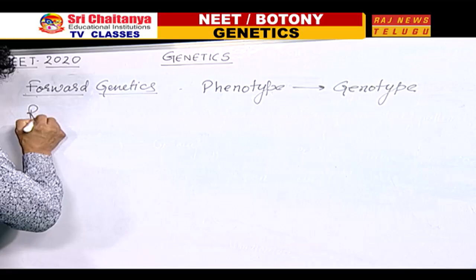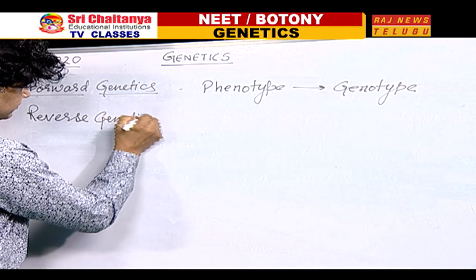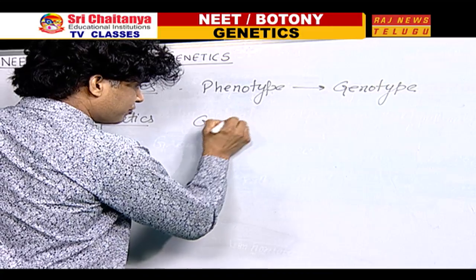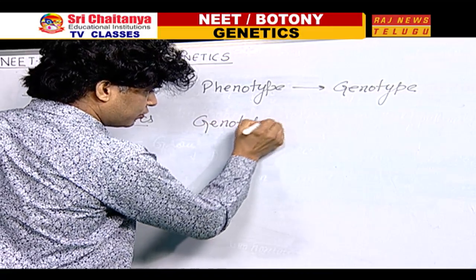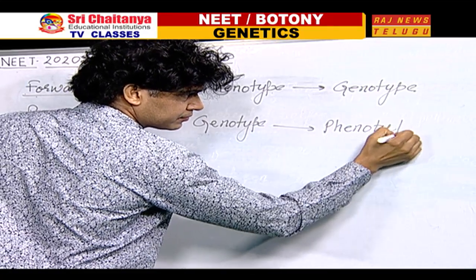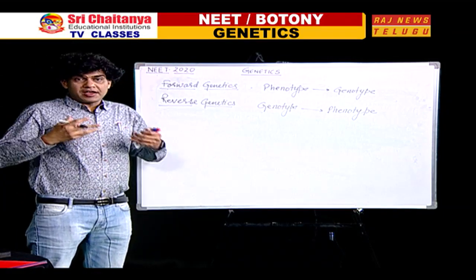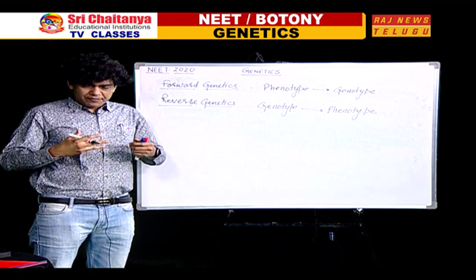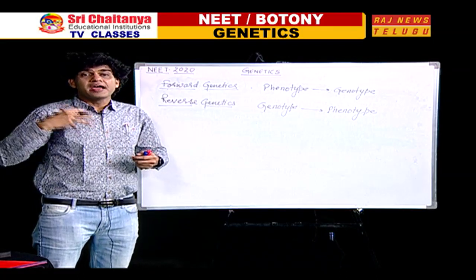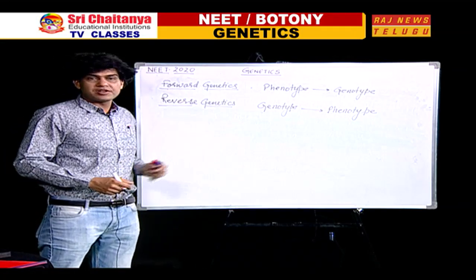Second is reverse genetics, where if we move from genotype to phenotype, this is called reverse genetics. It means for any genetic constitution we know, we find out what protein product or phenotype it is exhibiting. If we find that out, then such kind of genetics is known as reverse genetics.